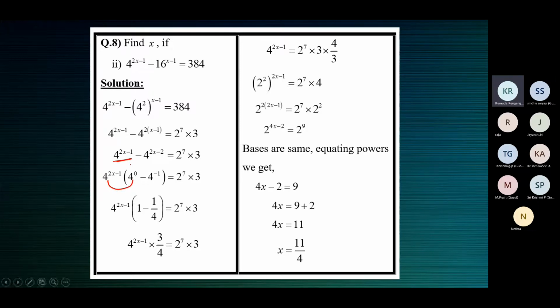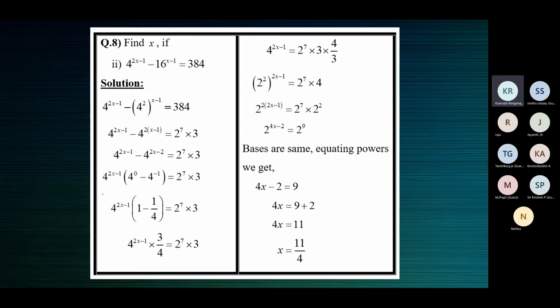The law we are using is, when bases are same and it's multiplication, we add the powers. So I'll write it again here for you. 4 to the power 2x minus 1 into 4 to the power 0. Bases are same, it's multiplication, we add the powers, 2x minus 1 plus 0. So we get that first term, 4 to the power 2x minus 1.